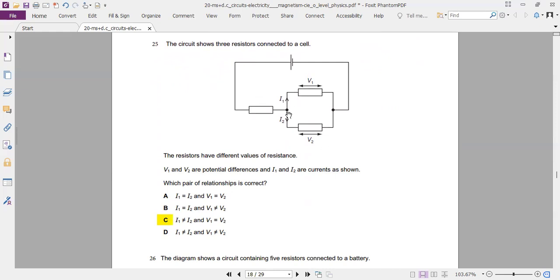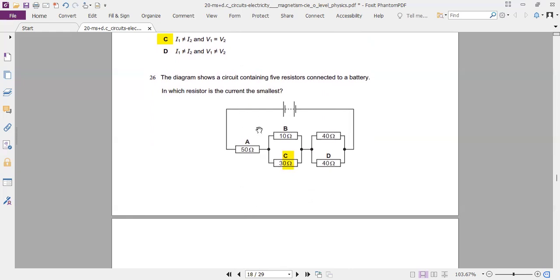So we have I1 and I2 and it has three resistors, different values. So that means I1 and I2 can't be equal. But V1 and V2 will be equal because they're connected in parallel. Whatever voltage is given to them, they will have the same across. So I1 not equal to I2, V1 equals V2.